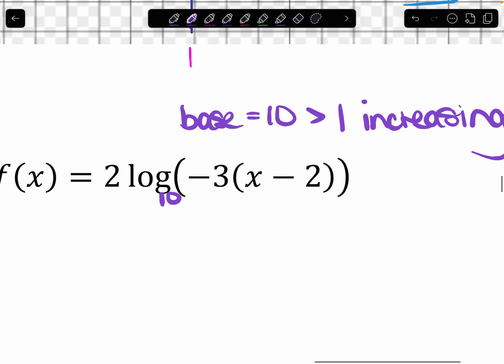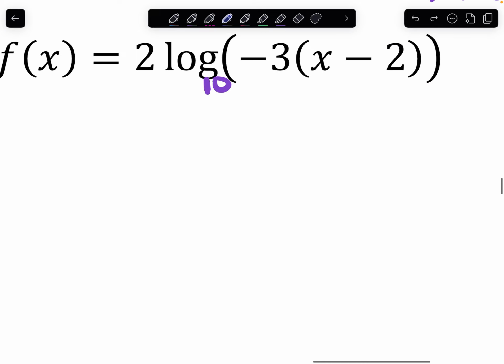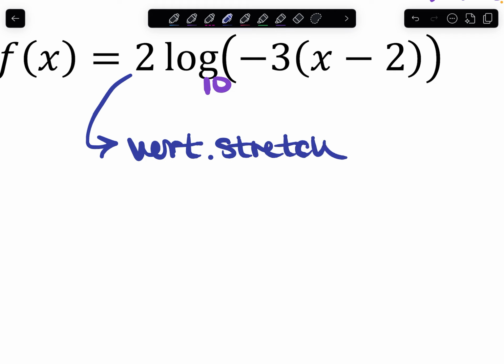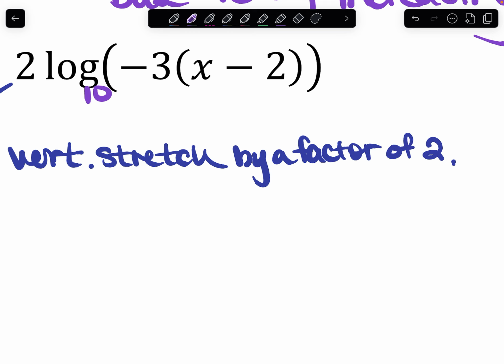All right, if we look left to right, so the first transformation, that 2, remember the 2 is, I'm just going to label them. All right, I'm just going to go down here. So the 2, that is your vertical stretch by a factor of 2. So you're vertically stretching the graph out by a factor of 2 because the 2 is outside being multiplied. Okay. Factor of 2.